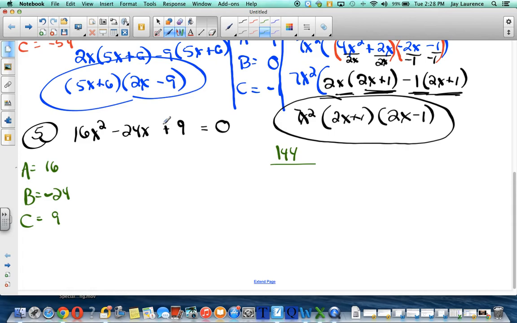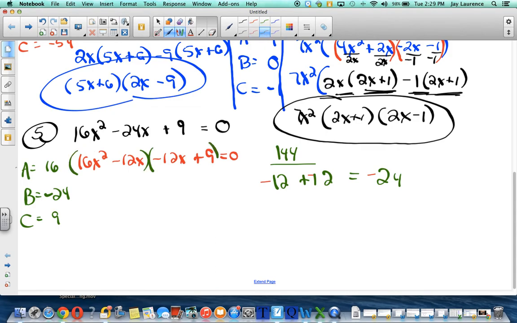You know what? Let's try that square root trick. Square root of 144. Oh, that's 12. Hey, what's 12 plus 12? It's 24. The only problem is I want a negative 24. So couldn't I just make them both negative? Yeah, that would work. So I'm going to have 16x squared minus 12x minus 12x plus 9. Going to do some grouping. Going to factor out a 4x. So I'll have 4x times the quantity of 4x minus 3.